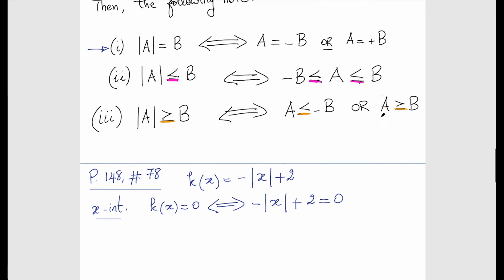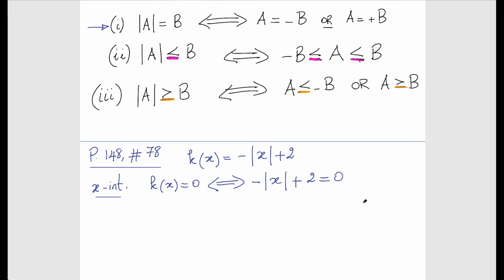All right. So to put myself in this scenario, I need to isolate the absolute value and move the other guy to the other side. So this is equivalent to saying minus absolute value equals minus 2, correct? This is by just subtracting 2 from both sides. It's not there yet, because this minus has no role in this setup, correct?